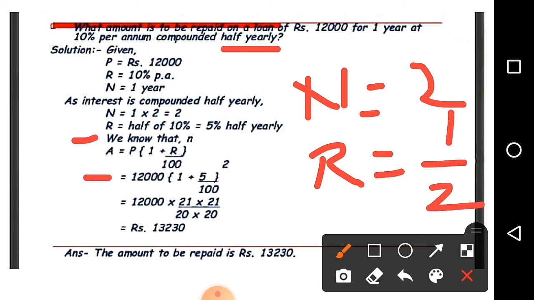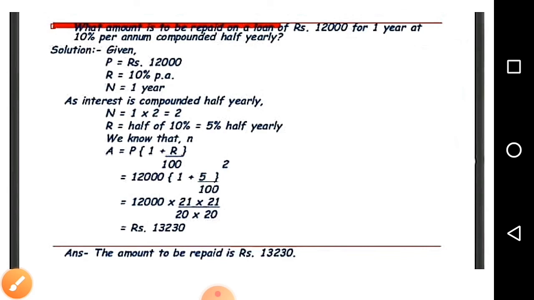So amount A equals P times (1 plus R by 100) to the power n. Now P is 12,000, the rate was 10, so we take half of 10, which gives us 5 upon 100, and n was 1 year, but I told you that n becomes double, so here 1 into 2 means we will take 2 years. After calculation this will be our answer, 13,230. So this is the amount to be paid at the end of 1 year.